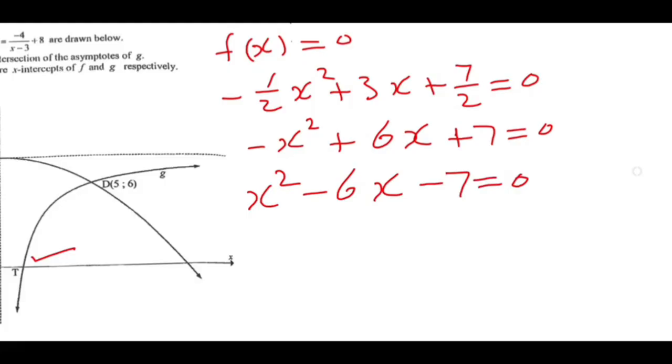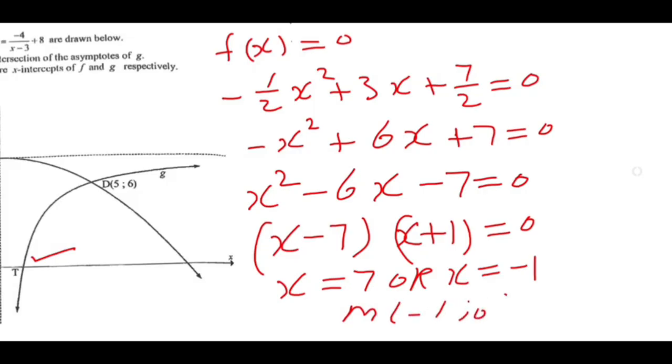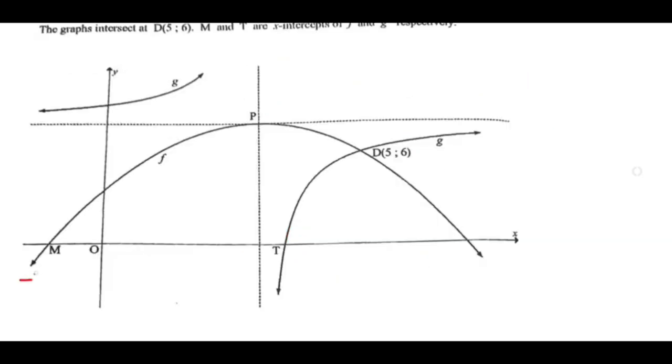is equal to 0. Factor the quadratic equation. So it's going to be (x minus 7)(x plus 1) is equal to 0. Now solve for x here. This is going to be x is equal to positive 7 or x is equal to negative 1. Now M is the negative x-intercept, so M is going to be negative 1 and 0. This is M.